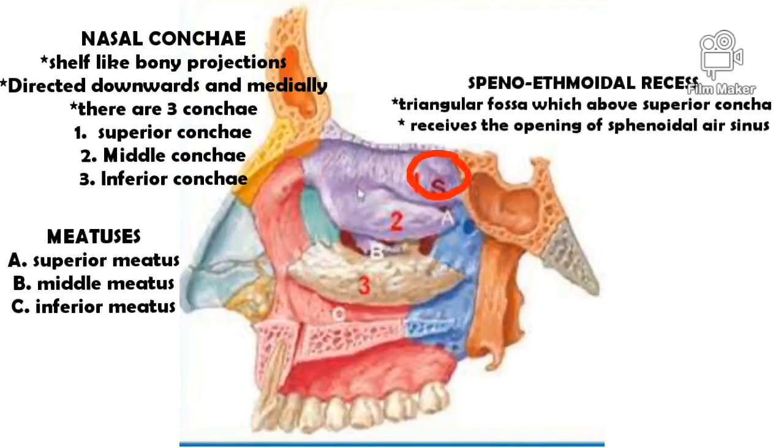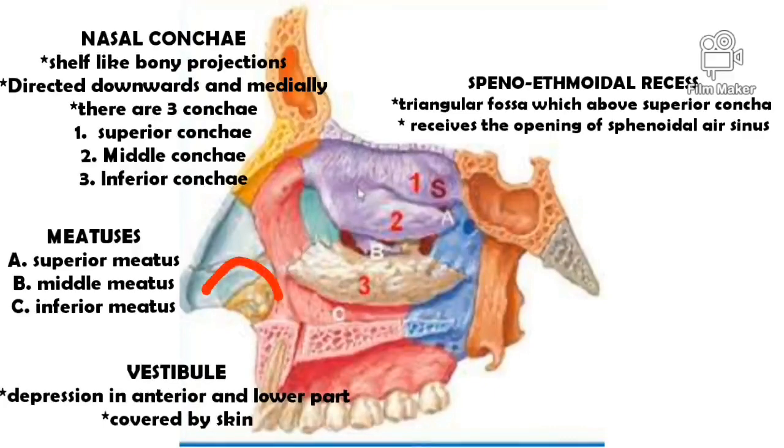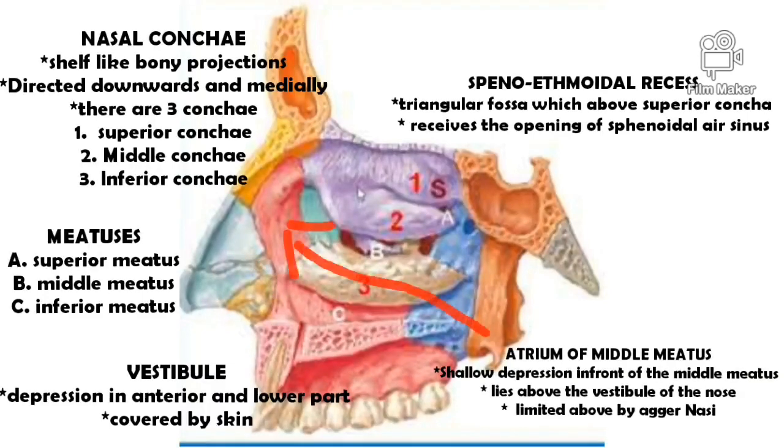Next is the sphenoethmoidal recess, that is a triangular fossa above the superior concha, and there is the opening towards the sphenoidal air sinus. And next what we have is the vestibule, that is the depression in the anterior and lower part of the lateral wall of nose, and mainly covered by skin. Next, above this vestibule is the atrium, and it is a depression in front of the middle meatus, and it is limited above by the agger nasi.